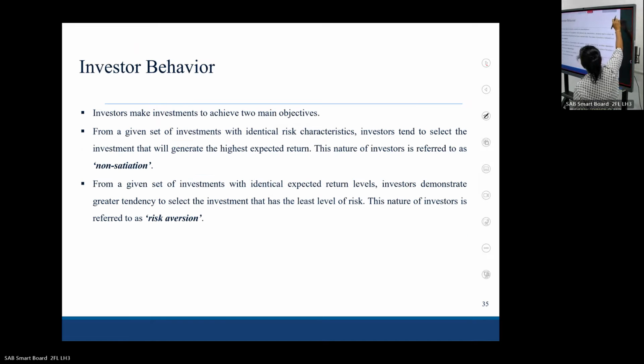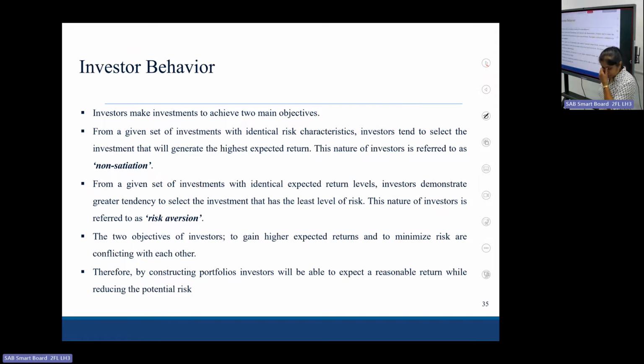We are going to portfolio. Now you know that as an investor, you want to maximize return and you want to minimize risk. A normal human being is always trying to maximize return, but you want to minimize risk. So now you can see these two are conflicting. Now suppose you are given two choices like this.